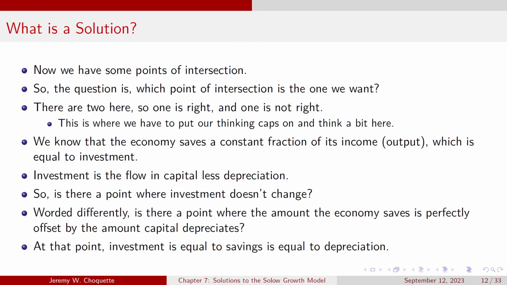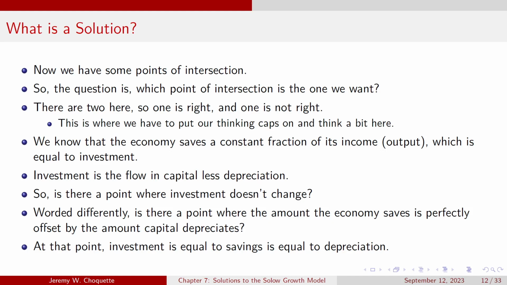Well, this is where we've got to think about some things here. Because yes, there are 2 points of intersection. One's correct, one's not. Now, we know that the economy is going to be saving a constant fraction of its income, output, which is equal to investment. And remember, investment's the flow in capital less depreciation. Remember we want all the steady state stuff, where things aren't really changing all that much. Is there a point where investment doesn't change?